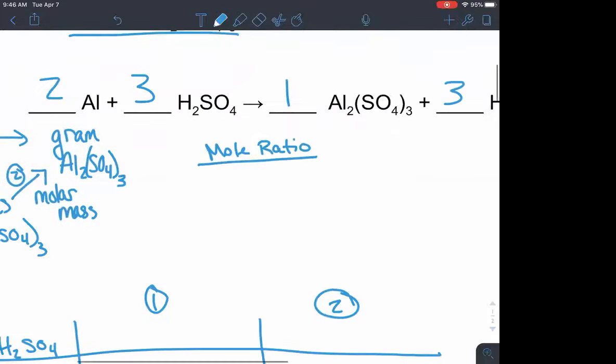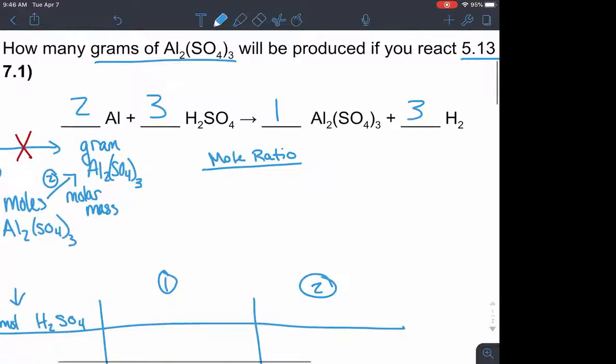So we have our mole ratio. Can anybody tell me how many moles of H2SO4 we're going to start with? 3. Perfect. 3 moles of H2SO4. And where'd you get those 3 moles from? The balanced equation. Perfect. You got them from right there, that coefficient in front of the H2SO4.